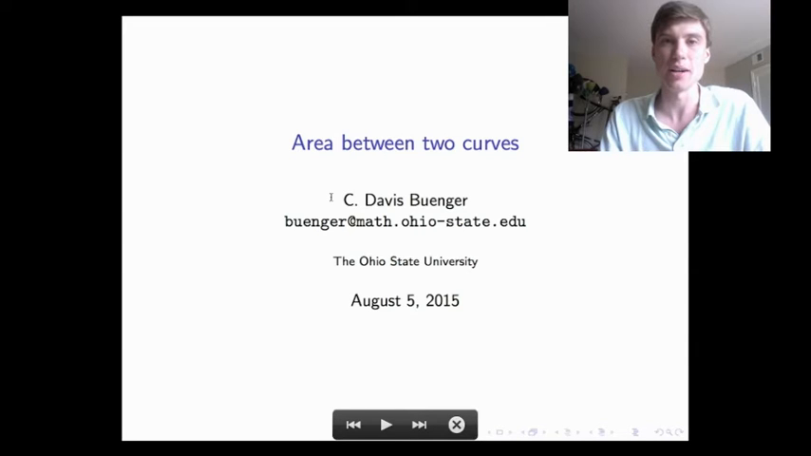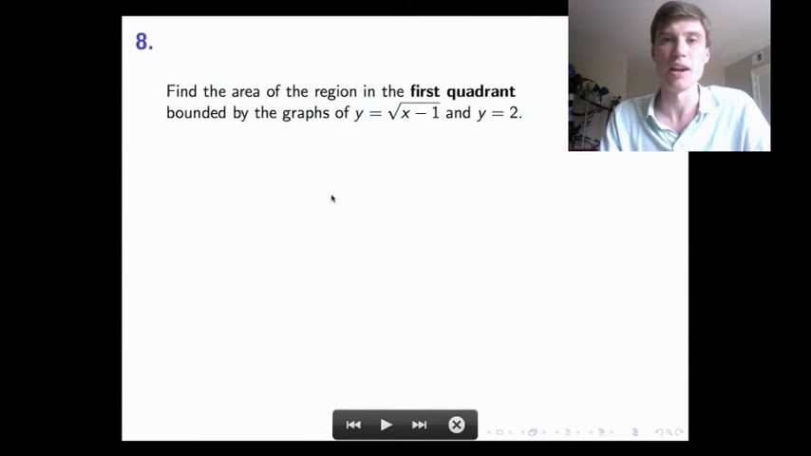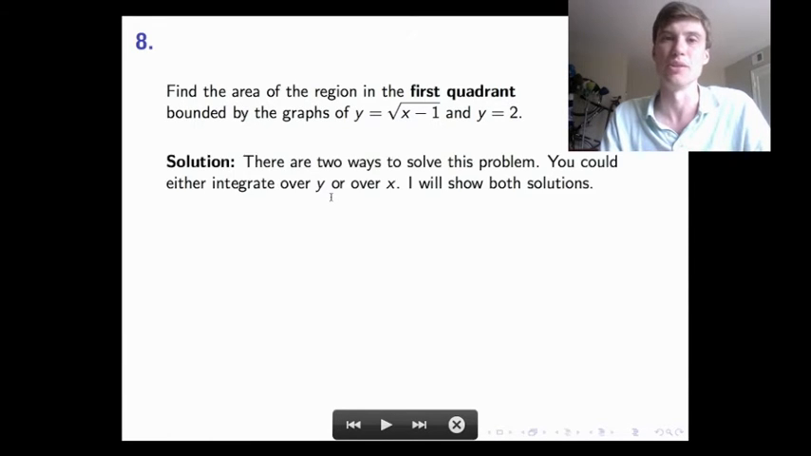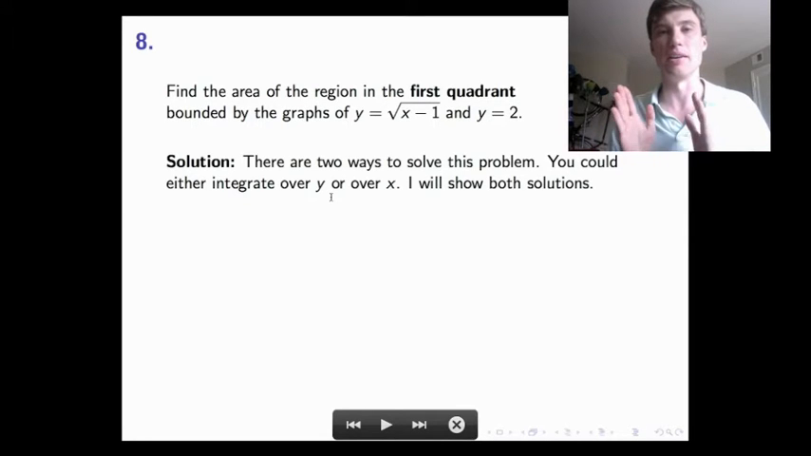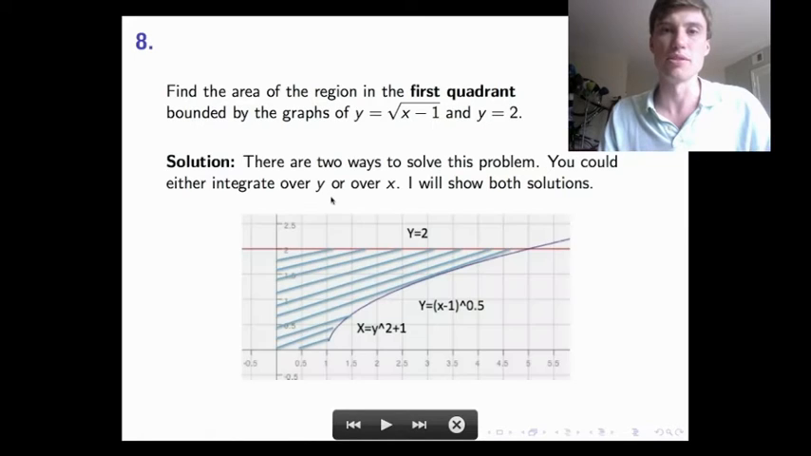This covers Chapter 6, Section 2, and I will be covering Problem 8 of the handout. The problem asks us to find the area of the region in the first quadrant bounded by the curves y equals the square root of x minus 1 and y equals 2. We can solve this problem one of two ways, either by integrating with respect to x or integrating with respect to y. Let's look at both solutions.